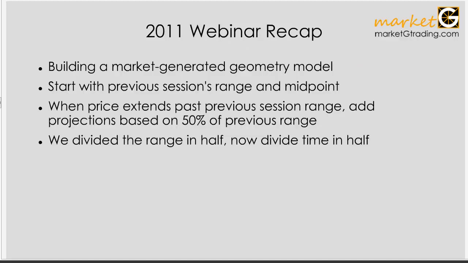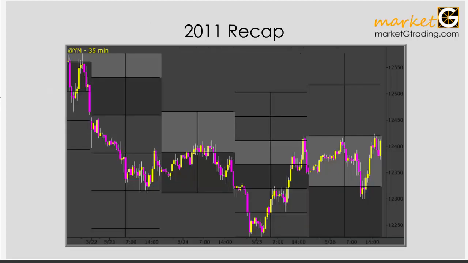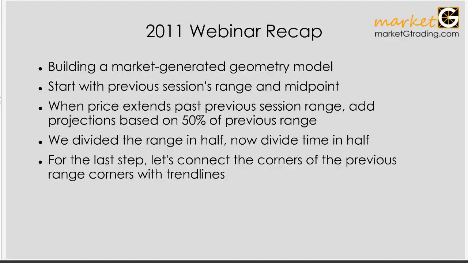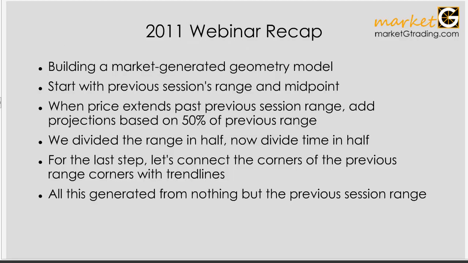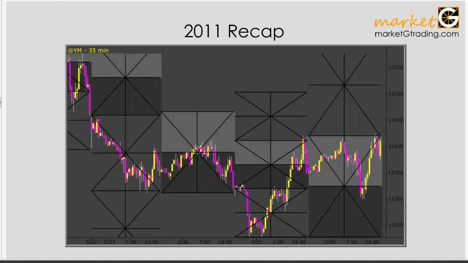We divide the range in half, and now let's divide time in half also. So now we have a vertical line on the midpoint of the session. And for the last step, let's connect the corners of the previous range with trend lines. And all this is generated from nothing but the previous session range, and it does a pretty decent job of defining what the market is doing.